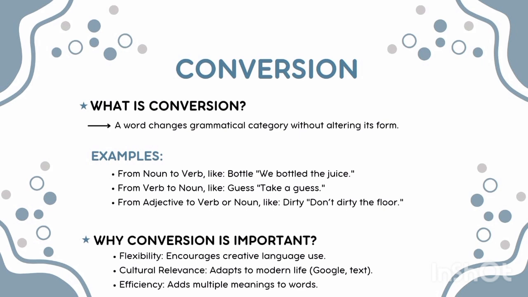Why is conversion important? Conversion is a productive process in English because of flexibility. It allows for creative and effective use of words. Cultural relevance. Words like microwave become verbs to describe modern life and represent new habits and technologies. Contextual power. A single word can bring out multiple meanings depending on the context. This makes communication more effective.